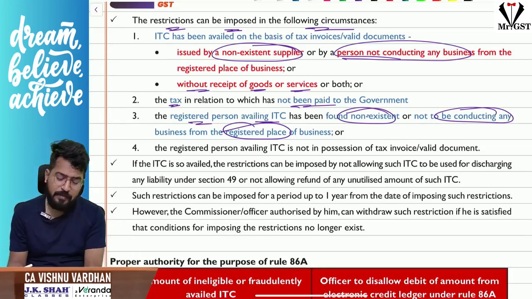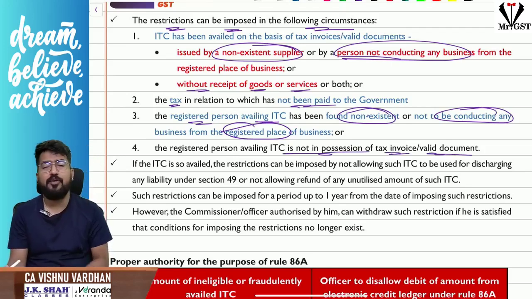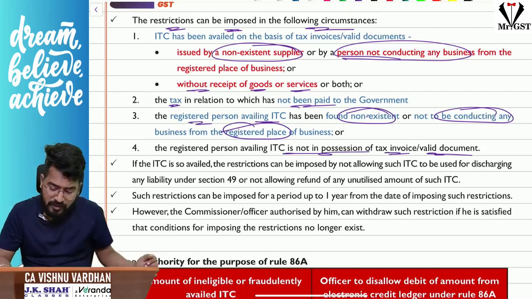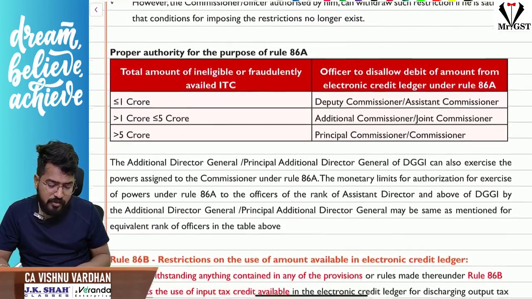In such cases, the proper officer can restrict your ITC utilization, or even if you are not in possession of a tax invoice or valid documents regarding those purchases, then also he can restrict your ITC utilization. That is rule 86A. Okay, so who has the authority?